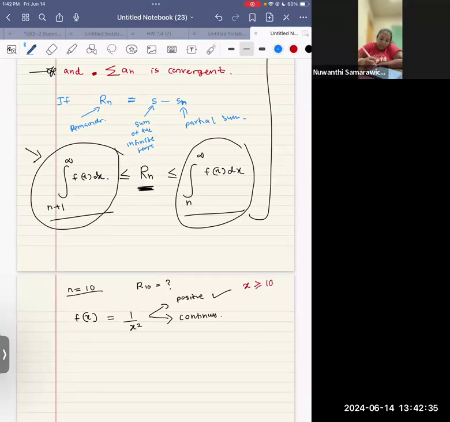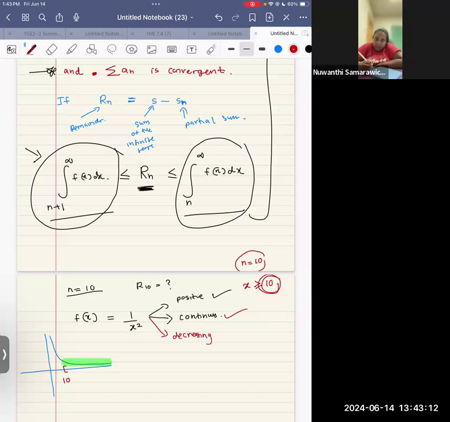If we draw the graph, your 1 over x squared will look like this. But we only consider when x is greater than 10, so we consider only this part of the graph. How did I get this 10? Because the question says the total number n is equal to 10. That's why it's 10. Okay, so it's continuous. Is it decreasing? What do you think?